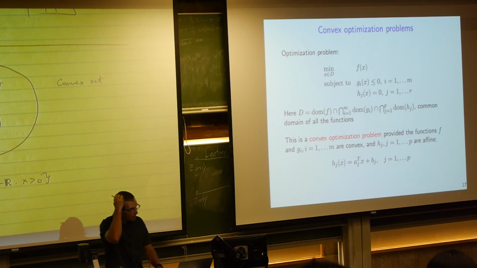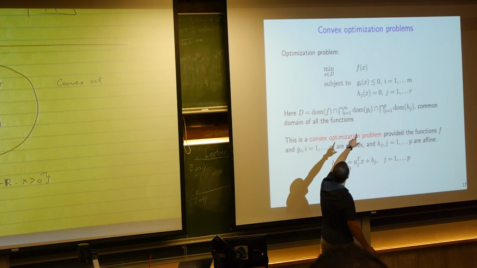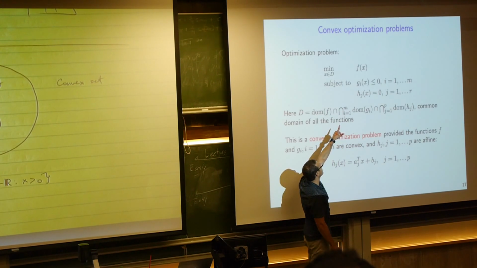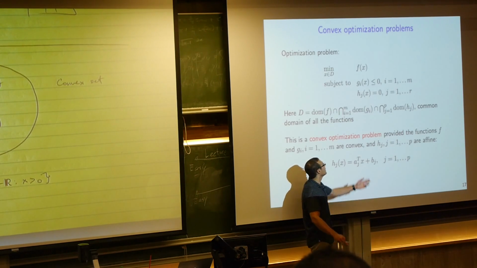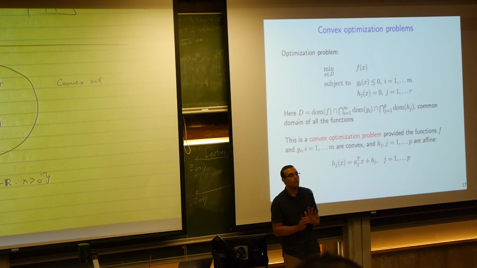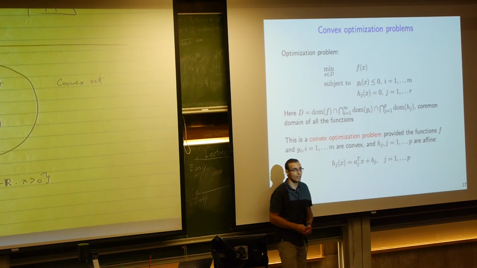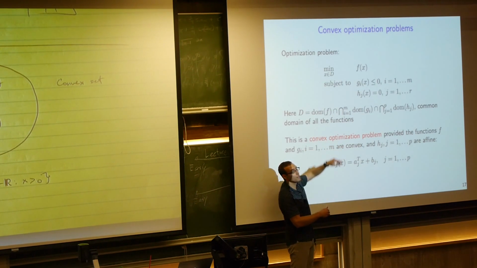OK, convex optimization problems. An optimization problem is one of the following form. I minimize some function, called my criterion, f of x, subject to a bunch of inequality constraints and equality constraints. The inequality constraints tell me that g_i of x is less than or equal to 0 for a bunch of i's. And the equality constraints tell me that h_j of x should be equal to 0 for a bunch of j's. That's just a generic optimization problem. So any optimization problem that you think of can be written in this way. Here I have minimize, and underneath it, x in D. D is just the common domain of all these functions, f, g_i, and h_j. So it's the points for which all these functions are defined and finite.